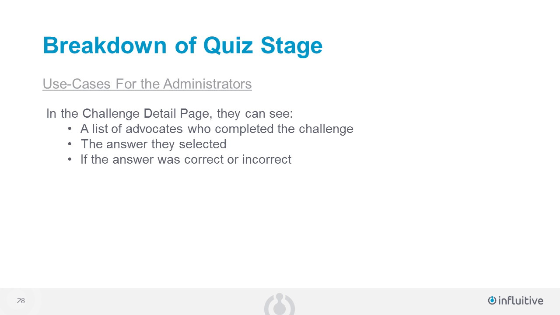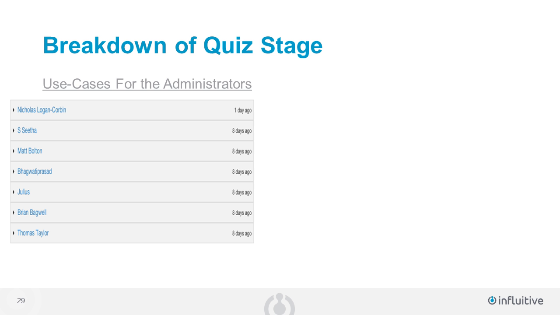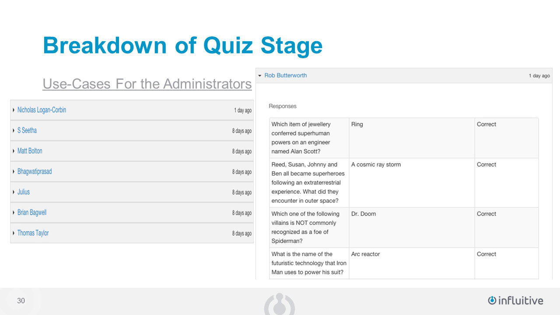And in the challenge detail page, advocates and only administrators can see a list of advocates who completed the challenge, the answer they selected, and if that answer was correct or incorrect. For example, here is a list of advocates who have completed the superhero trivia quiz, and you can also see how long ago they completed that quiz.